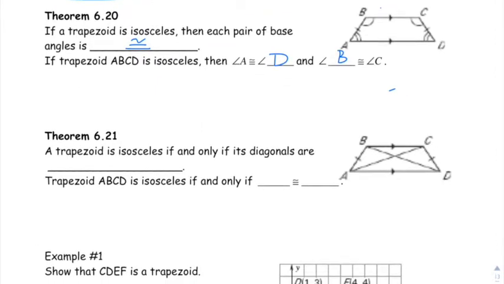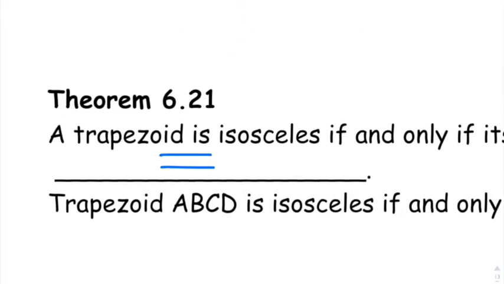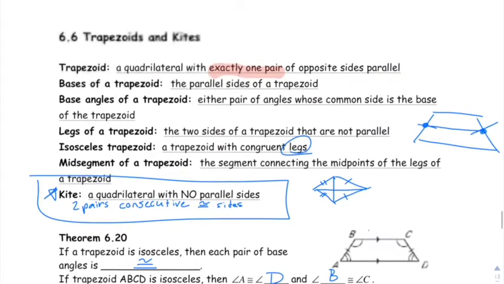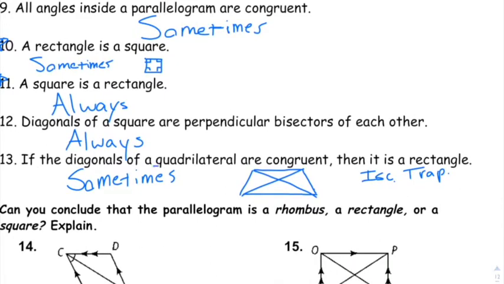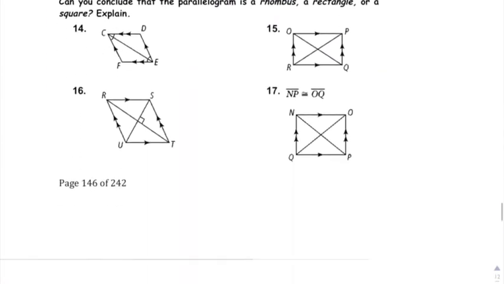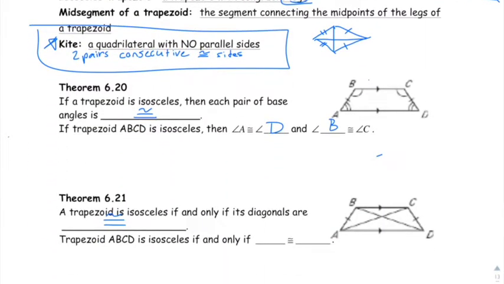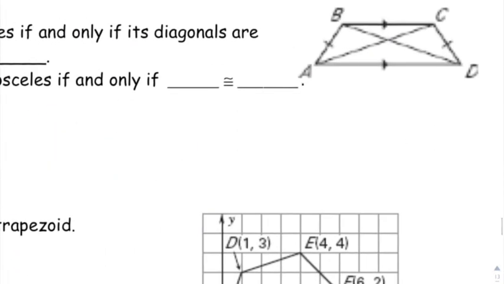Look here: a trapezoid is isosceles if and only if its diagonals are congruent. If you watched the lesson from yesterday, there was one of those sometimes, always, or never questions dealing with the diagonals of a quadrilateral being congruent. Most of the time we say it's a rectangle, but actually the isosceles trapezoid has that as well. So that's one of our theorems there. We're going to say AC is congruent to BD.